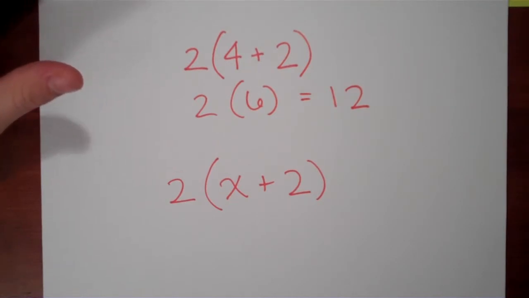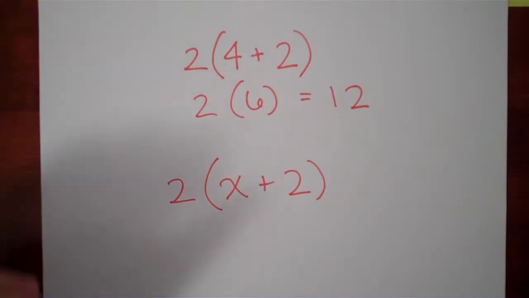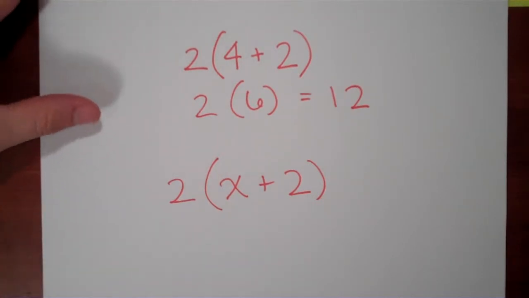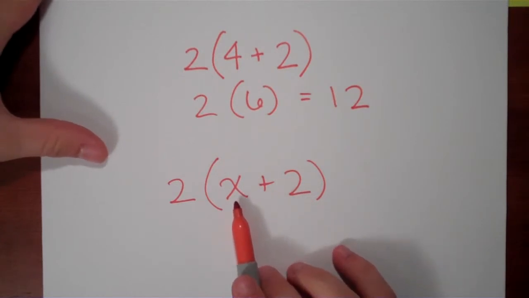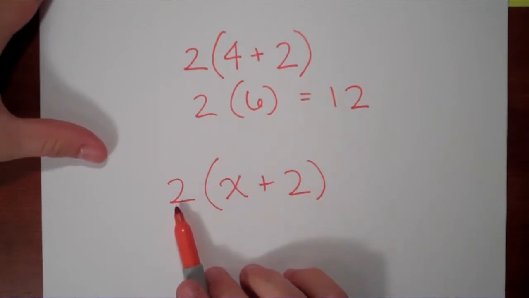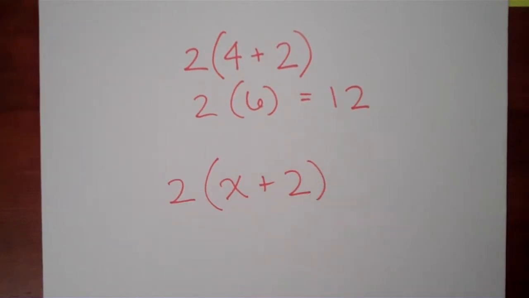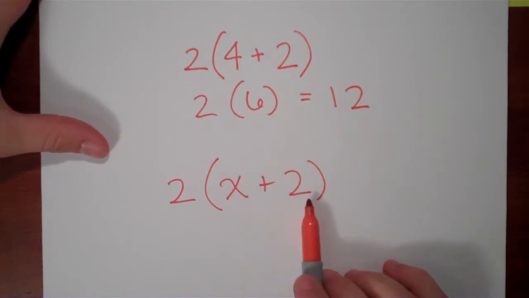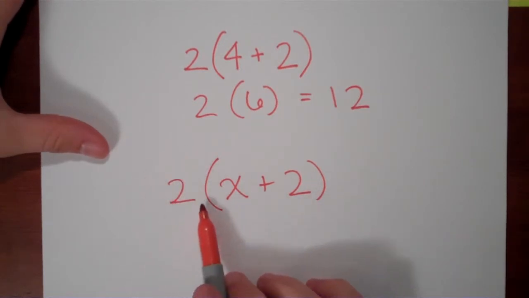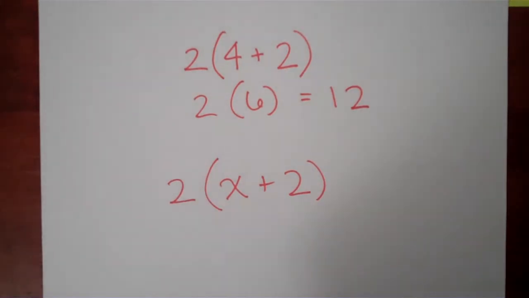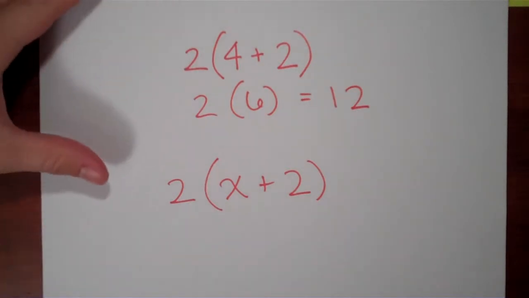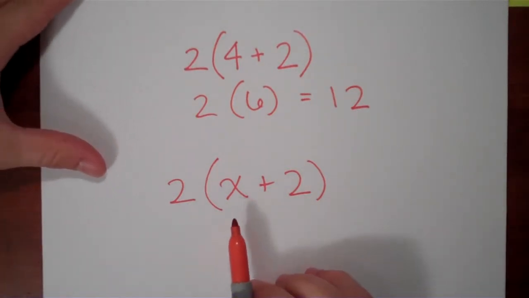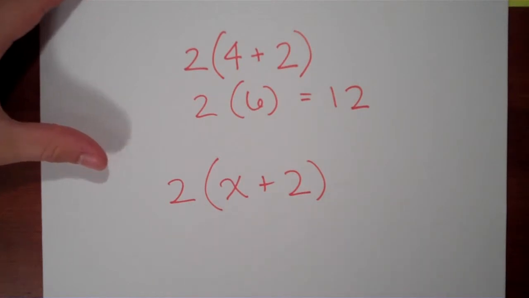And the distributive property states that the sum of two numbers and a third number is equal to the sum of those two numbers times that number outside the parentheses. Now, let me explain this. This means that for x plus 2 times 2, I distribute this 2 that's outside the parentheses.